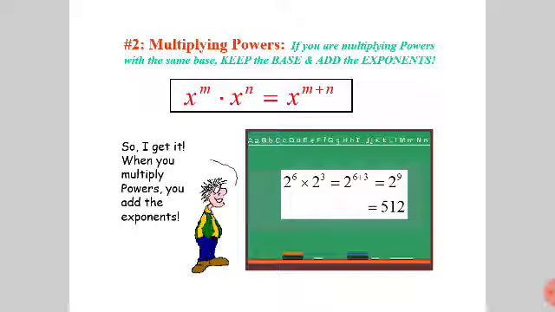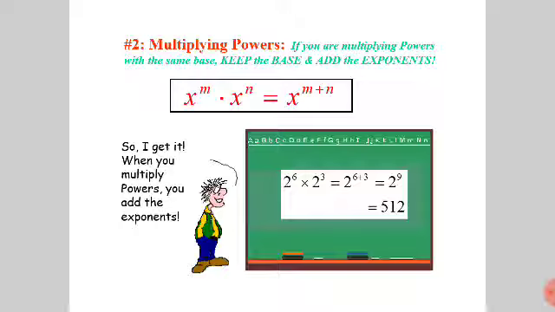So the base is the same and the powers are different. Take the common base, number or variable, and the powers are added. That is x power m into x power n. The base is the same, so take common x and add the powers: m plus n. X power m into x power n equals x power m plus n.